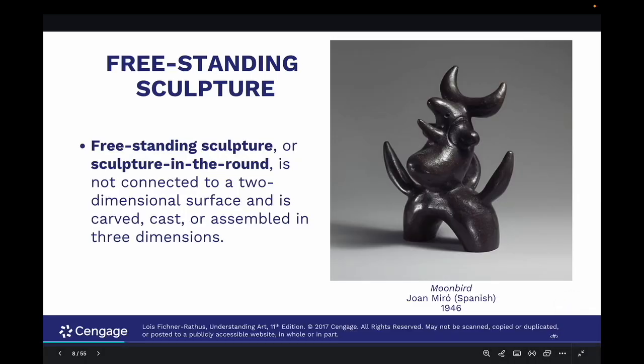Freestanding sculpture, or sculpture in the round, is not connected to a two-dimensional background. It's carved, cast, or assembled in three dimensions. You can walk all the way around it and look at it 360 degrees.